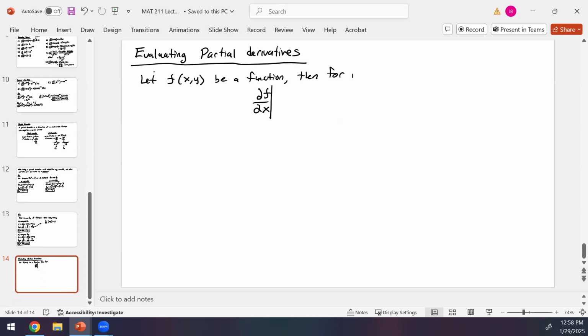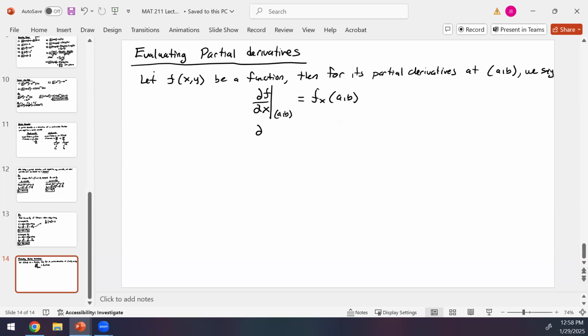Then for its partial derivatives at a comma b, you would actually plug it in like that. And so what that looks like in the subscript notation is you would write fx of a comma b. All that means is take your derivative equation and plug in an x value and a y value.